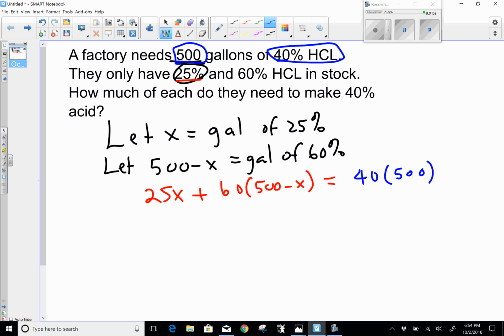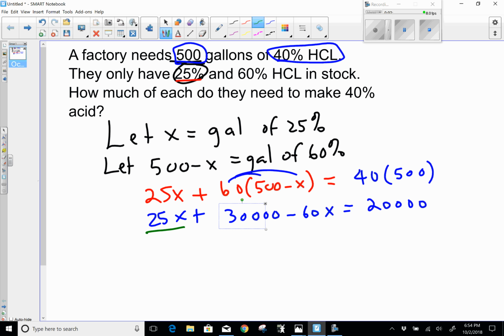Now it's just basic, you go through and use the distributive property, right? When you distribute that, you're going to get 30,000 minus 60x is equal to, so 40 times 500 is 20,000. And then you bring down that 25x. Hopefully so far you're understanding it. We're going to combine like terms. Our like terms here are 25x and negative 60x, and when you combine that, you're going to get negative 35x.